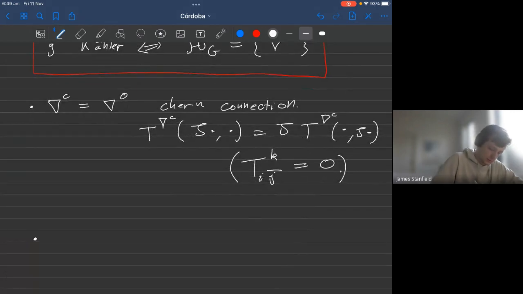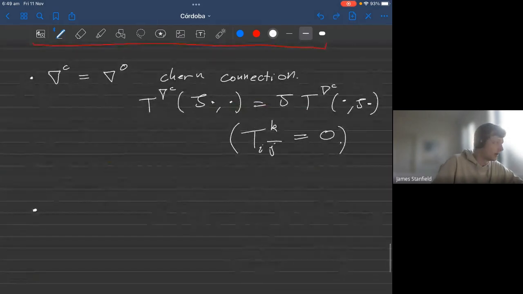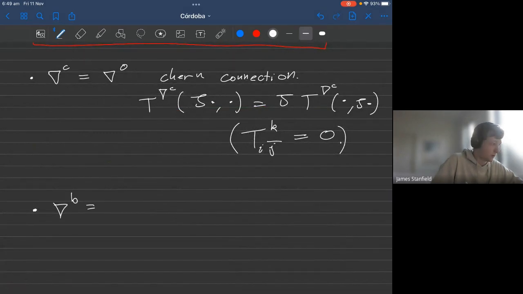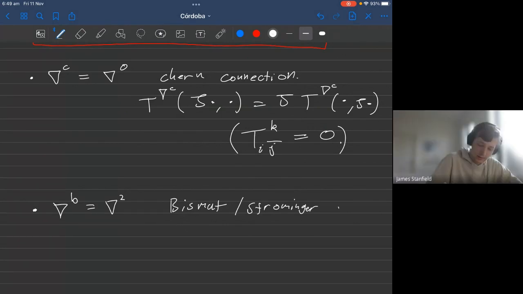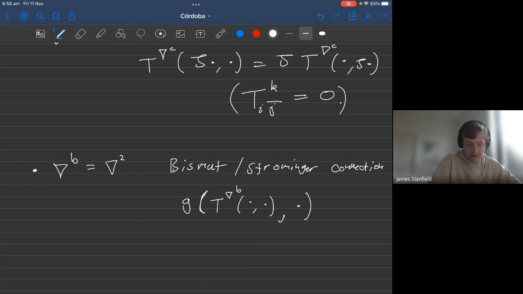So I've nearly given you a proper definition. Now we define this second connection. So this is nabla B, which corresponds to S equals 2. And this is the Bismut connection, sometimes called the Strominger connection. And this is the unique Hermitian connection for which the torsion is a 3-form. This has applications in physics, and it's become quite useful in the pluriclosed flow, for instance.